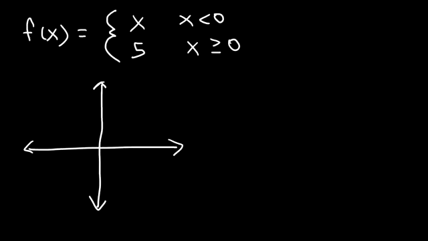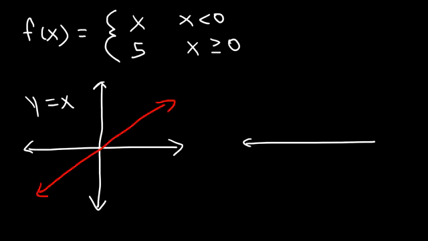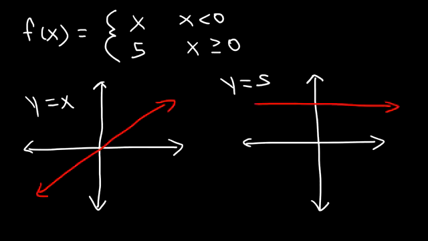So the graph f of x equals x, or y equals x, is basically a straight line with a slope of 1. So it rises at a 45-degree angle. So that's y equals x. Now the second graph, f of x equals 5, or y equals 5, looks like this. It's a horizontal line at 5.